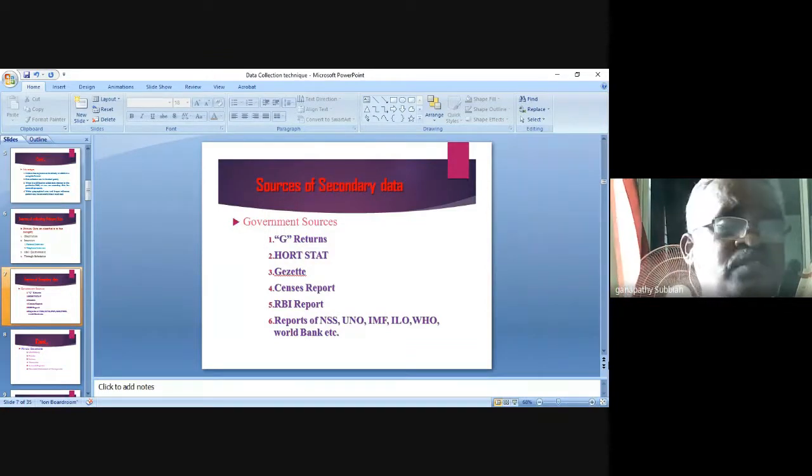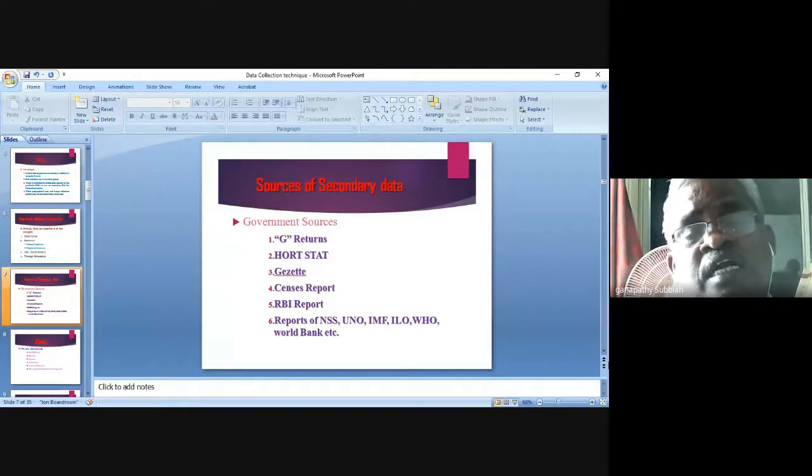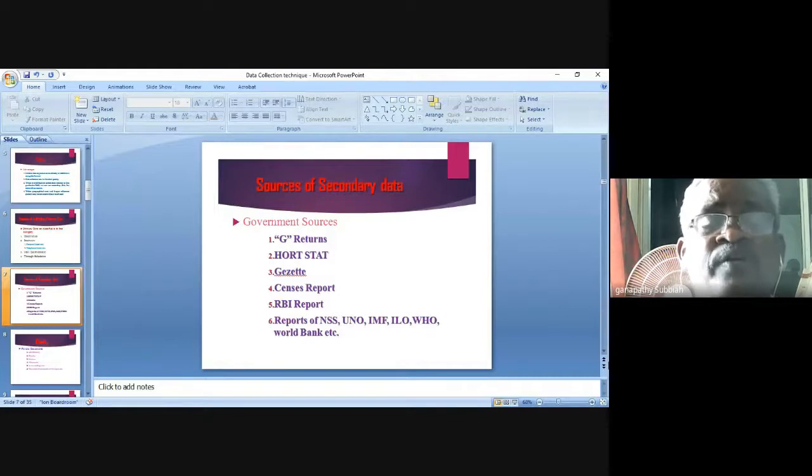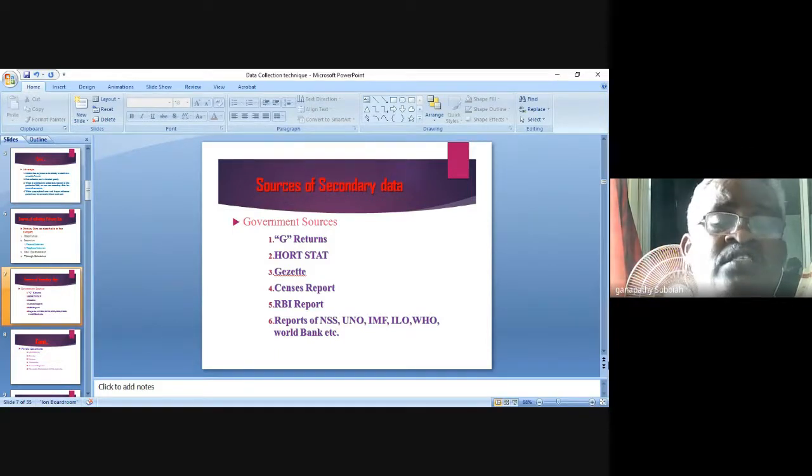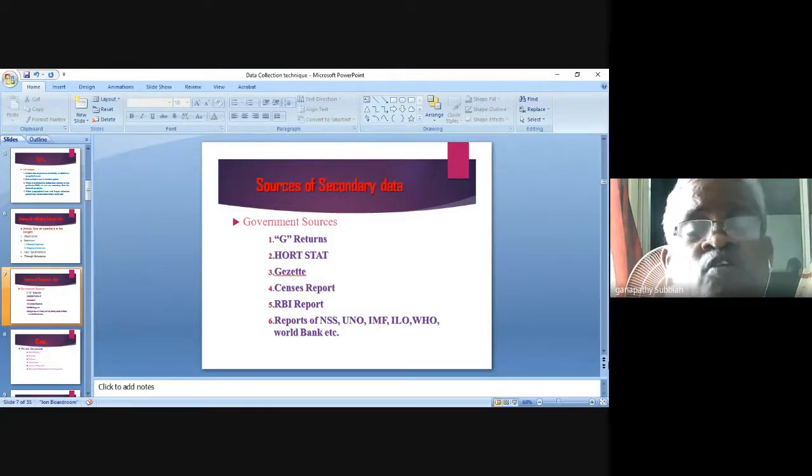Then sources of secondary data. How do you trace the secondary data? The first way is from government sources. This is information collected by the researcher from any government website or government records. They have to trace the information. Then first, number one, government returns. The government presents and publishes its reports. One example is the economic survey published by the central government before the union budget. So, government returns.